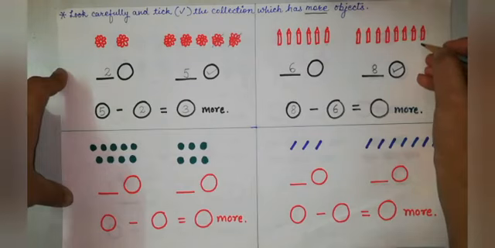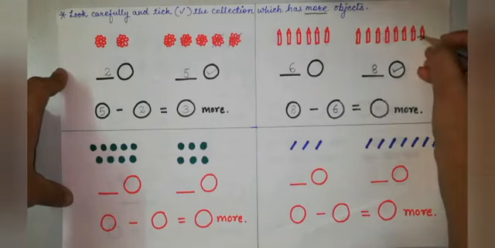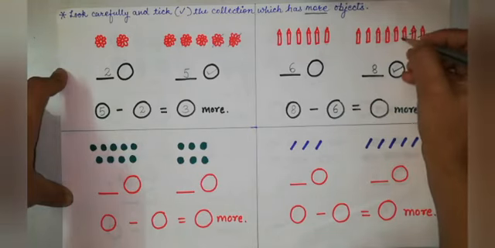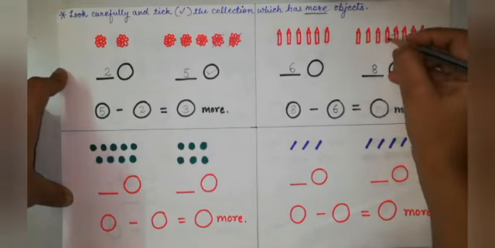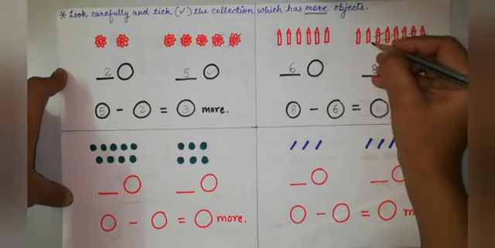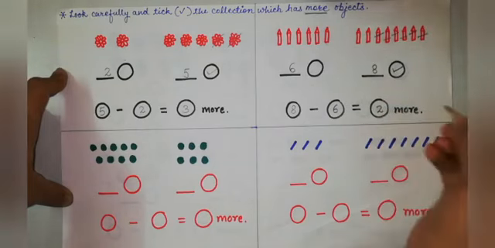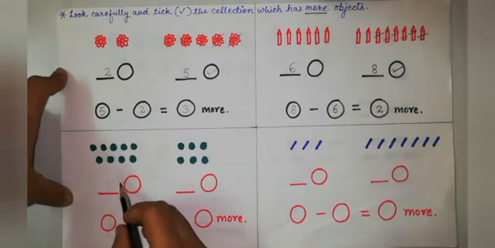How many pencils you will cross out children? 6. So let's cross out 1, 2, 3, 4, 5, 6. So how many left? 1, 2. So what will be your answer? 2. Next example is of dots.